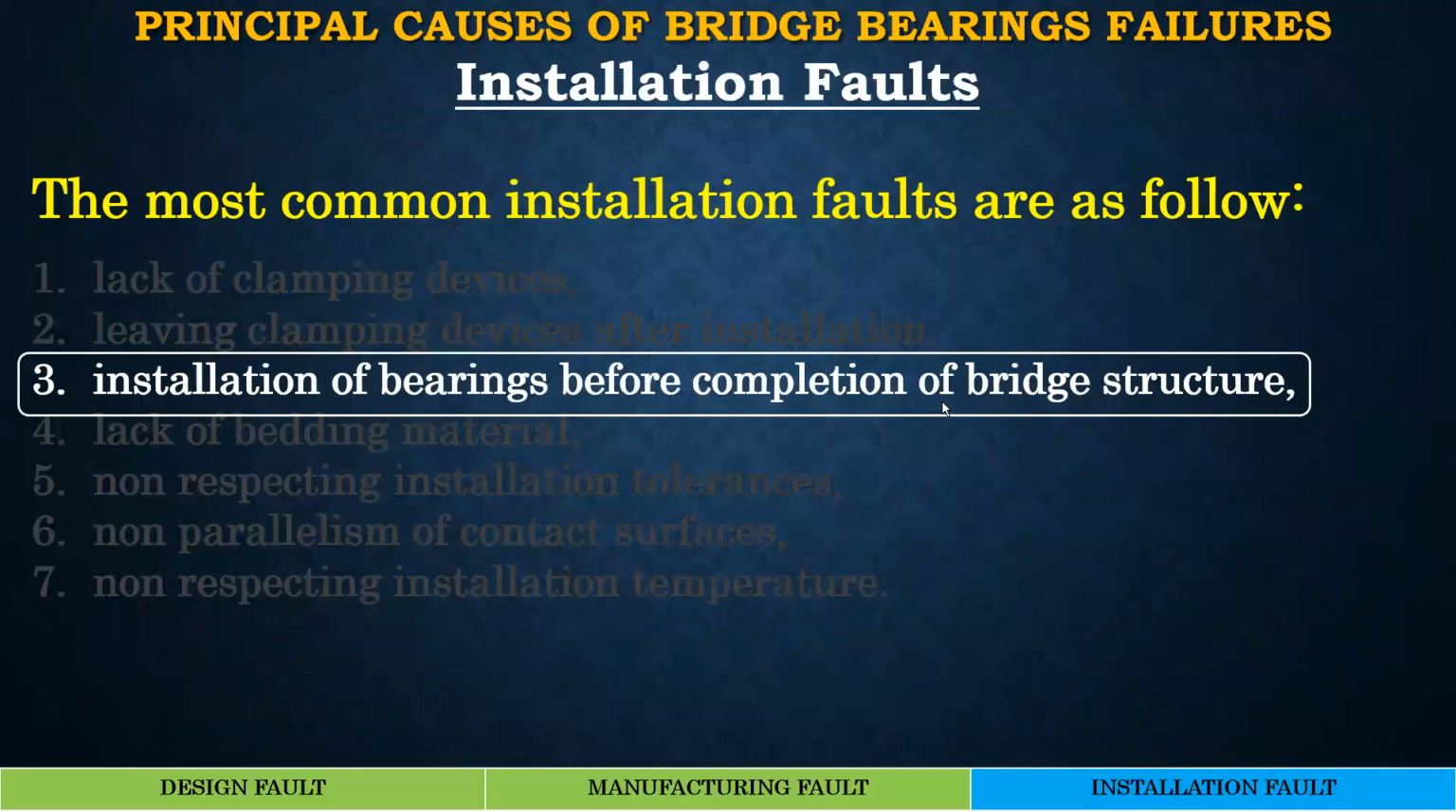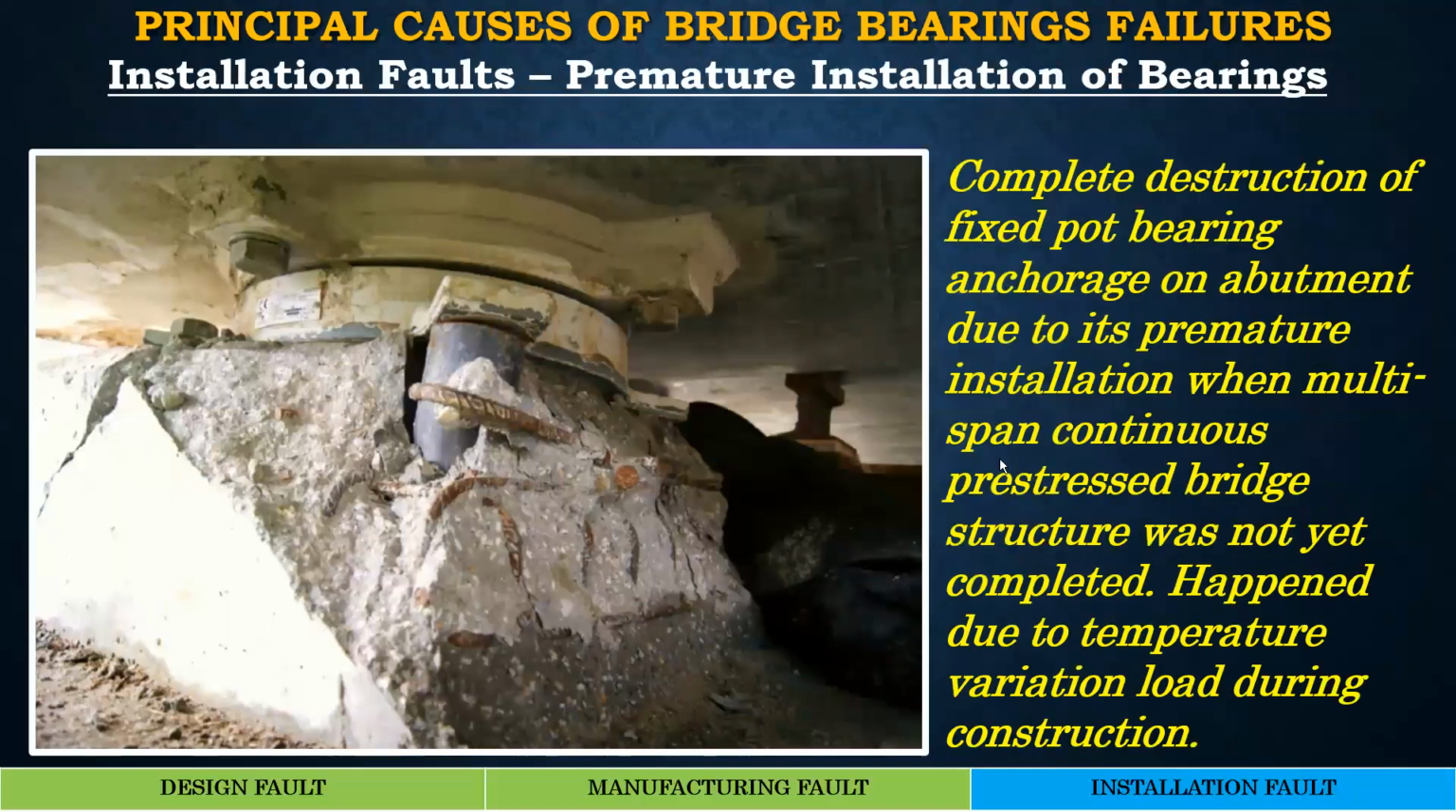Now, coming to installation of bearing before completion of the bridge structure, this is one example where a 7-span continuous structure suffered heavy damage at the pedestal during the construction itself, and the reason for this damage was simply because the bearings were... This is a fixed bearing which was designed at the abutment for the service stage, where all the other supports were supposed to be free against any translation for temperature movements, etc.